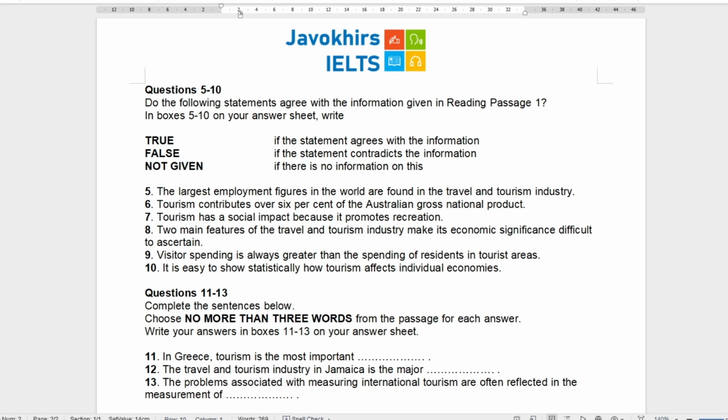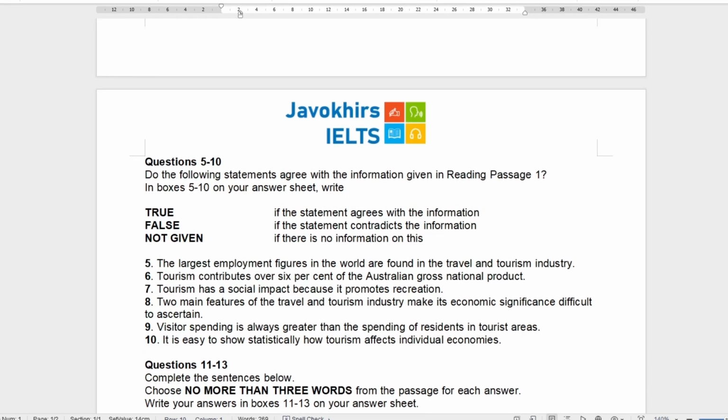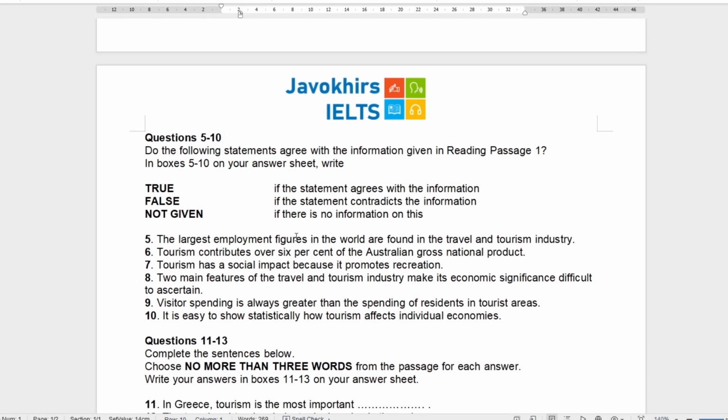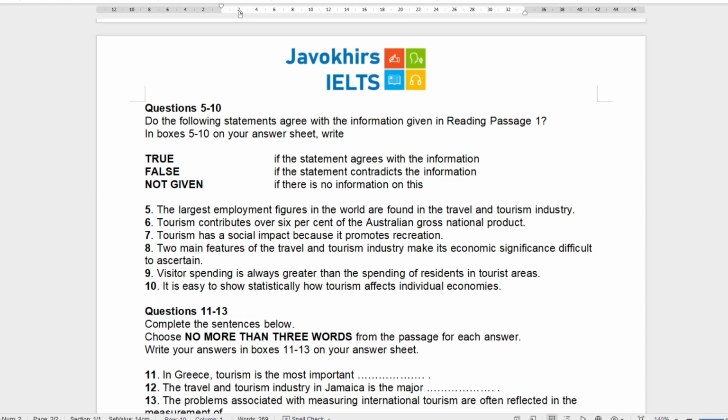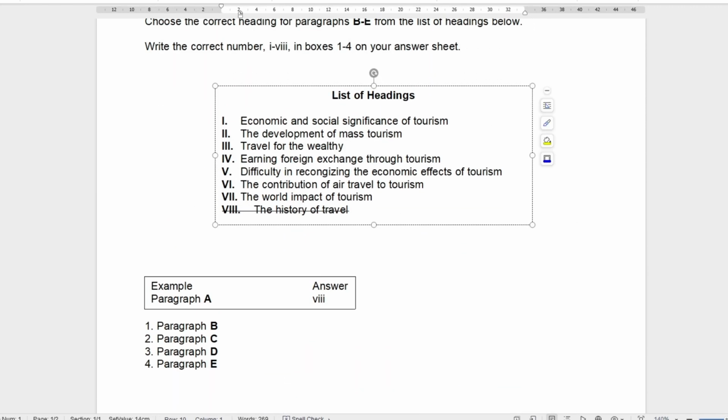However, my approach for these kinds of tests, when the true, false, not given is right after the list of headings, is to highlight some of the very important stuff. But for the purposes of this video, I will go one after another. So let's get started with paragraph B now.